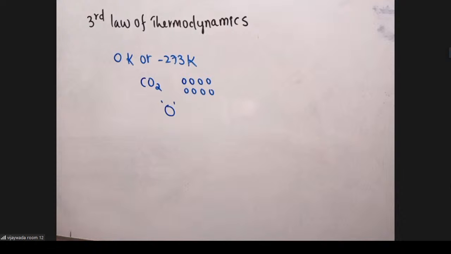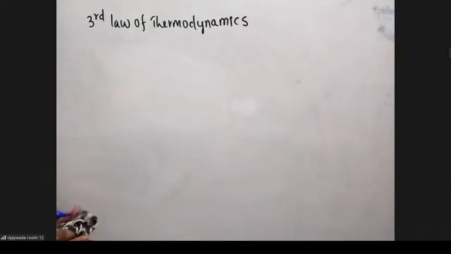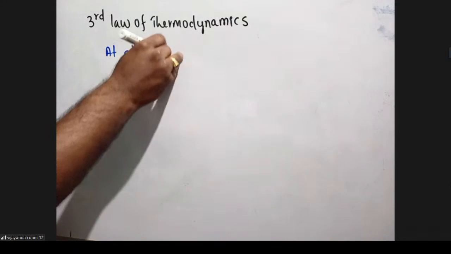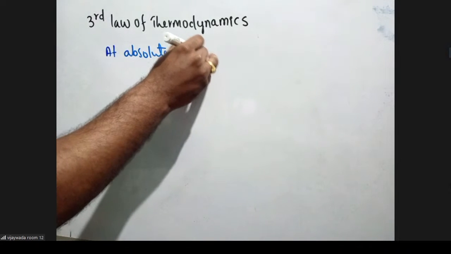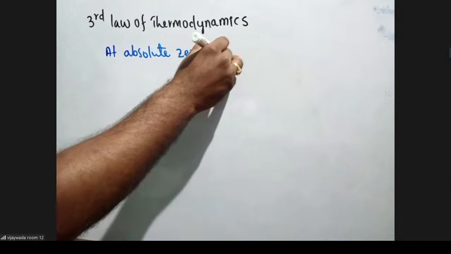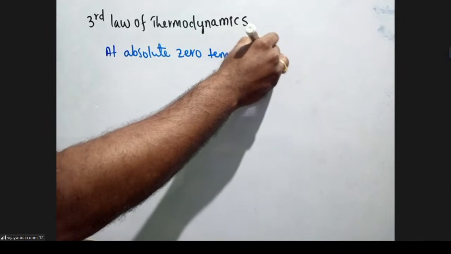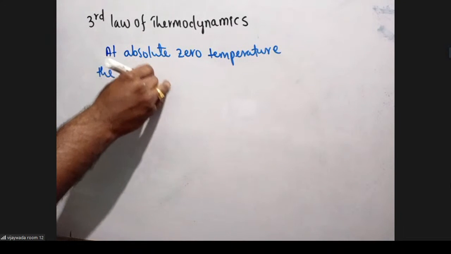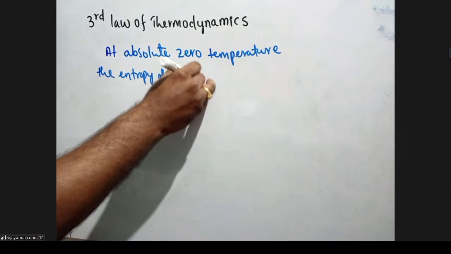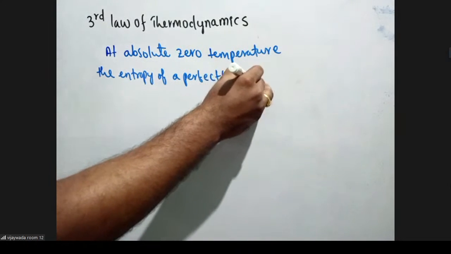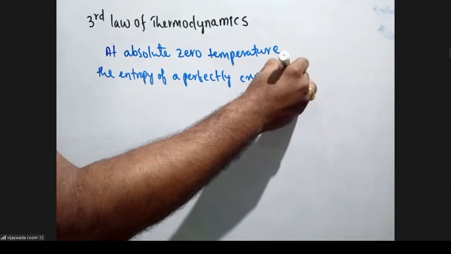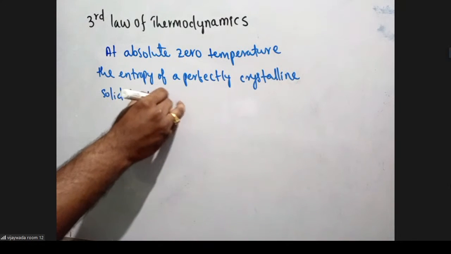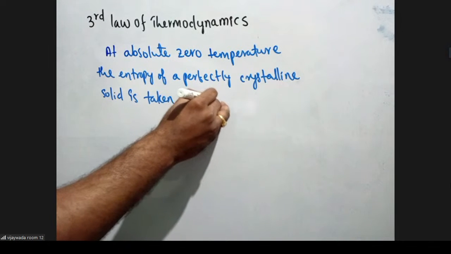So write down. At absolute zero temperature, the entropy of a perfectly crystalline solid is taken as zero.